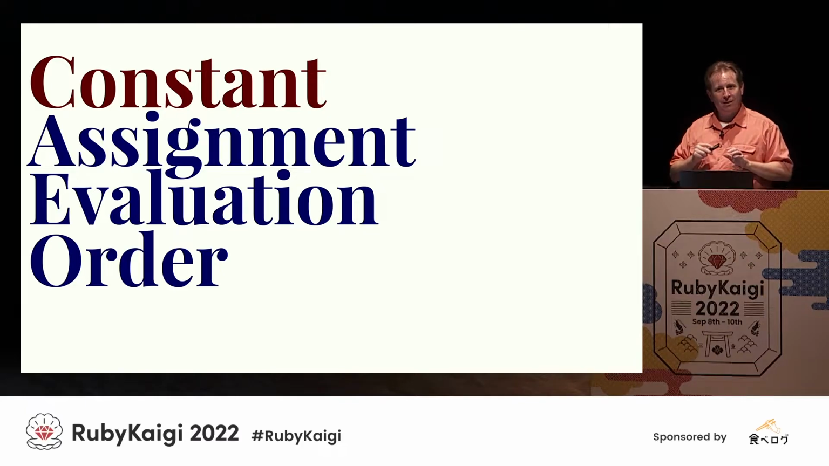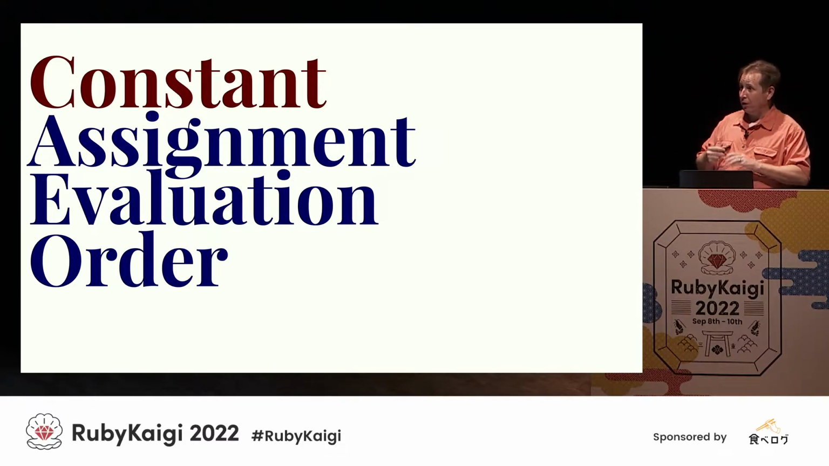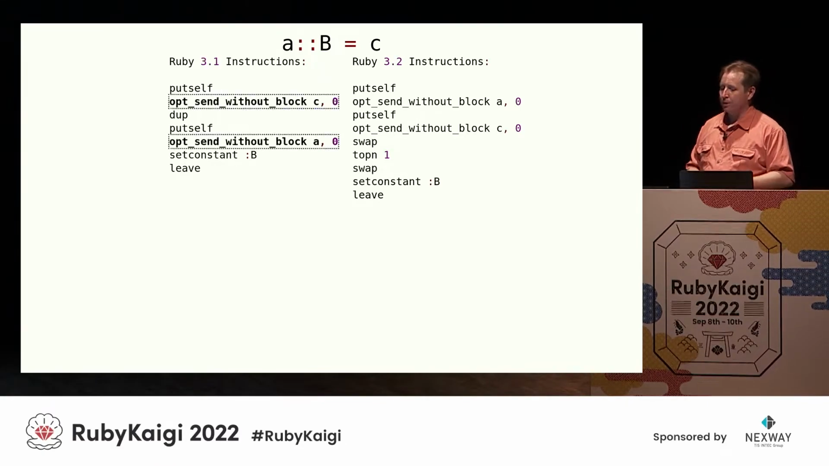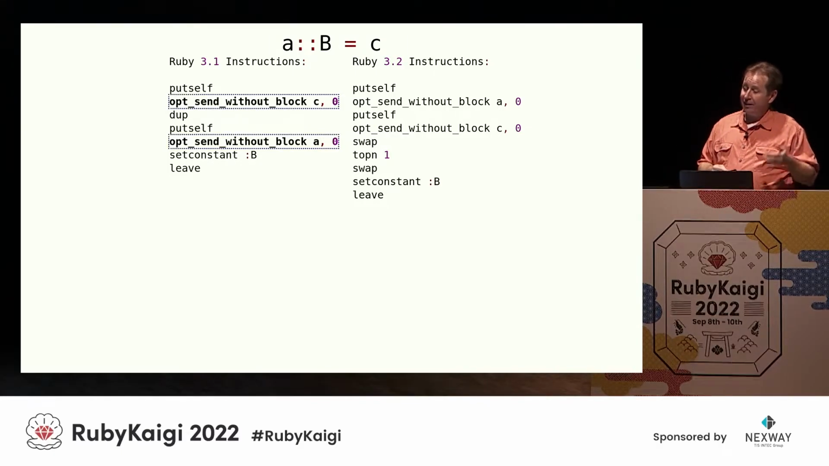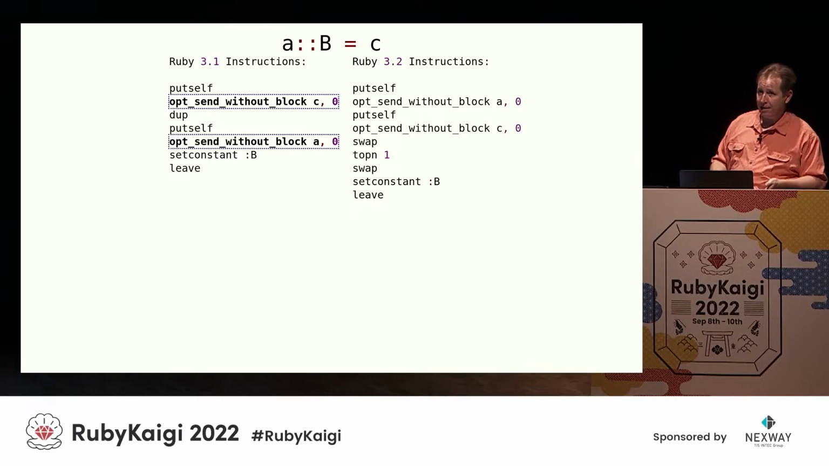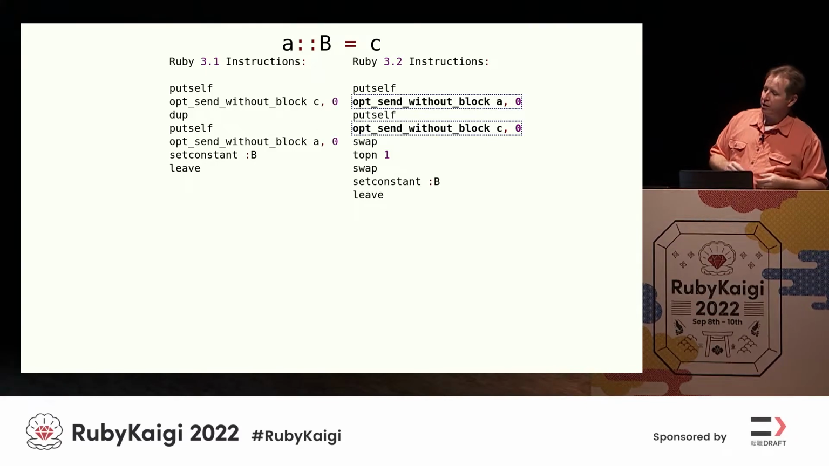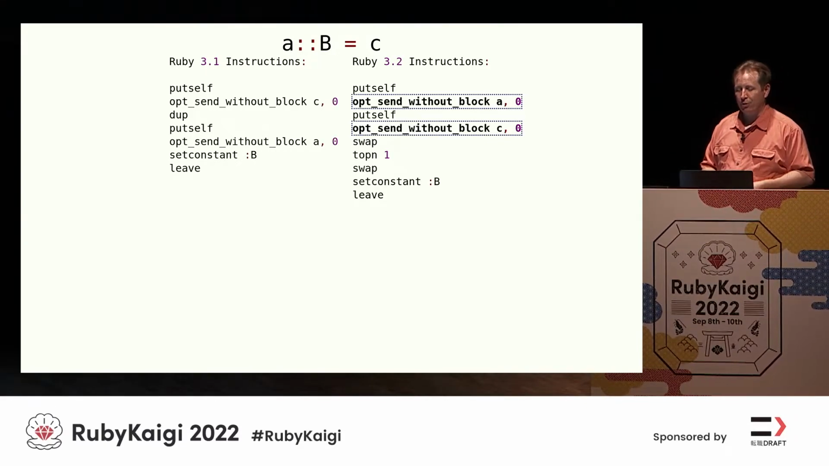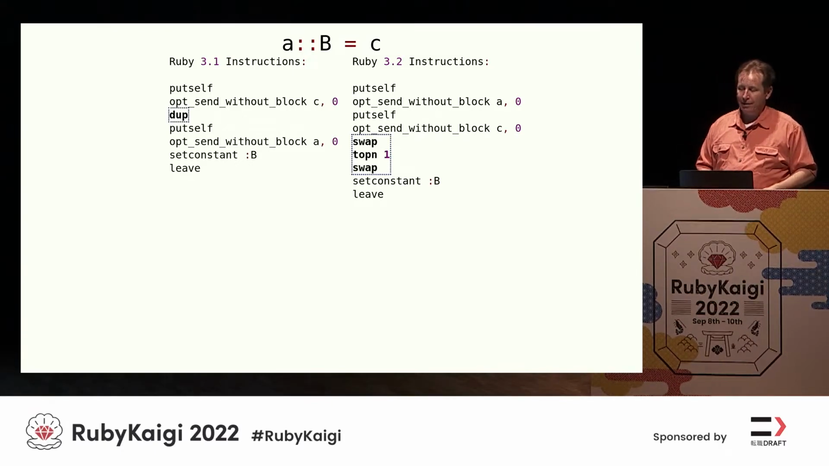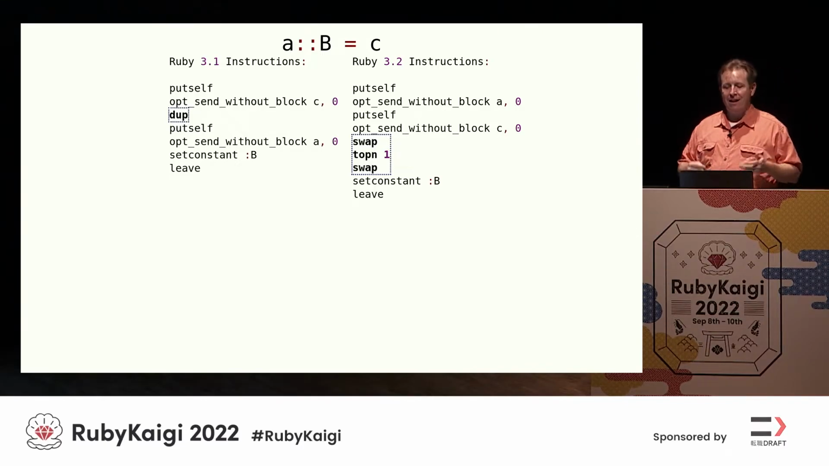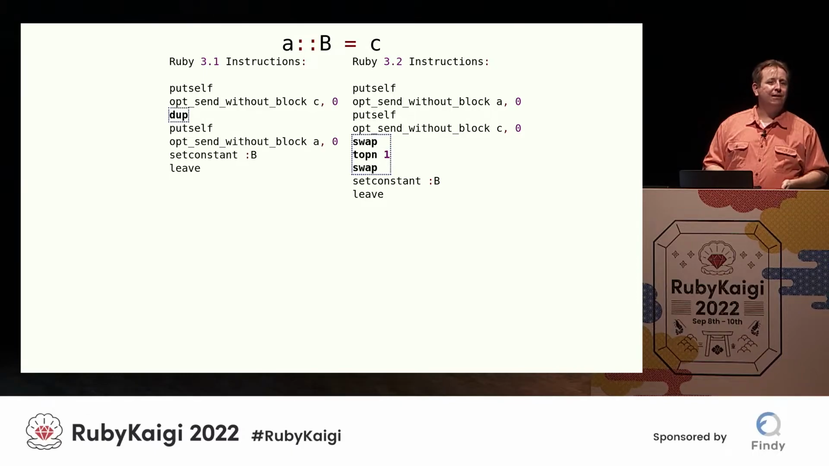So far, we have only discussed multiple assignment. But as I mentioned earlier, constant assignment did not follow the left-to-right evaluation principle in older versions of Ruby. So we'll consider the following simple constant assignment example with the related instructions. Now we can see in Ruby 3.1 that C is evaluated before A, violating the left-to-right evaluation principle. While in Ruby 3.2, A is evaluated before C, following the left-to-right evaluation principle. Now, just as in the multiple assignment case, Ruby 3.2 requires more stack management instructions. However, for single constant assignment, you don't need to keep track of any offsets.